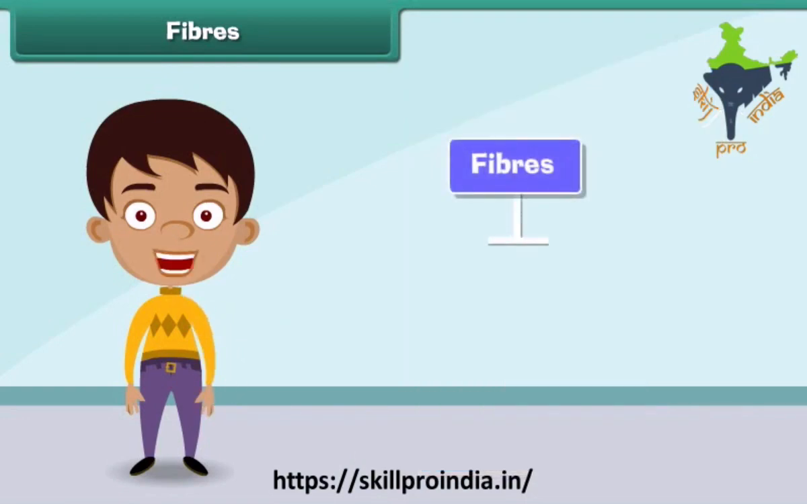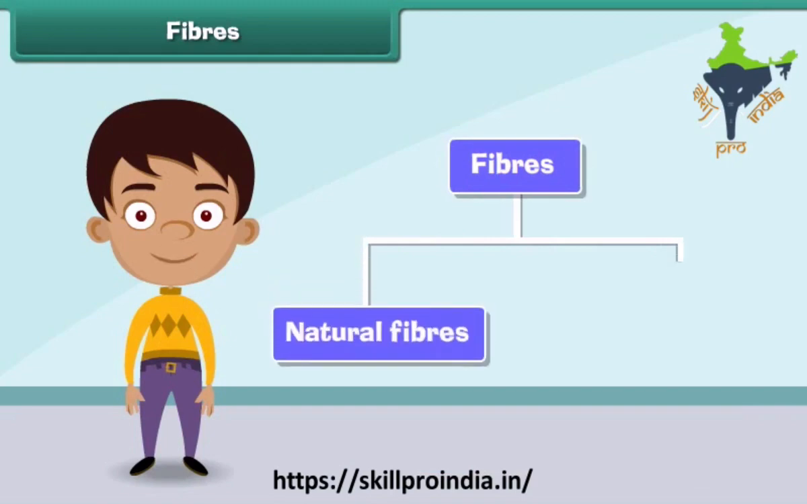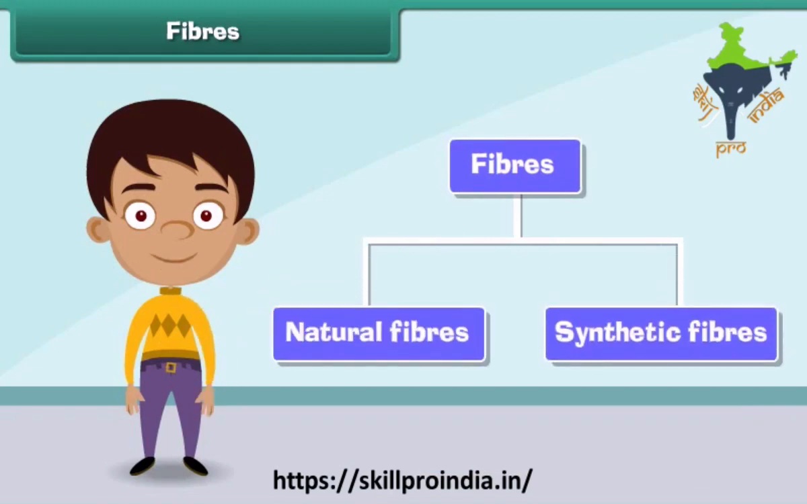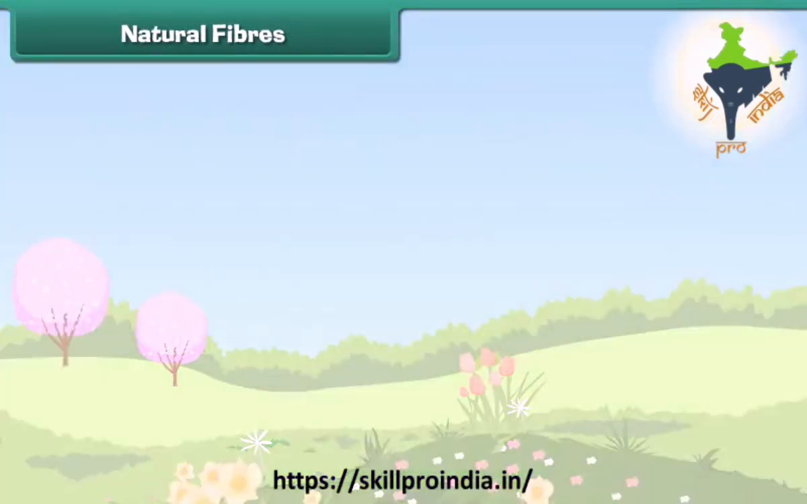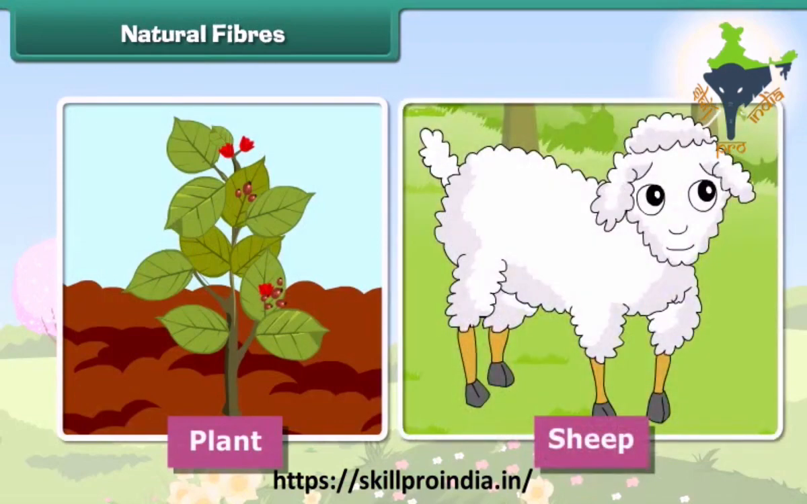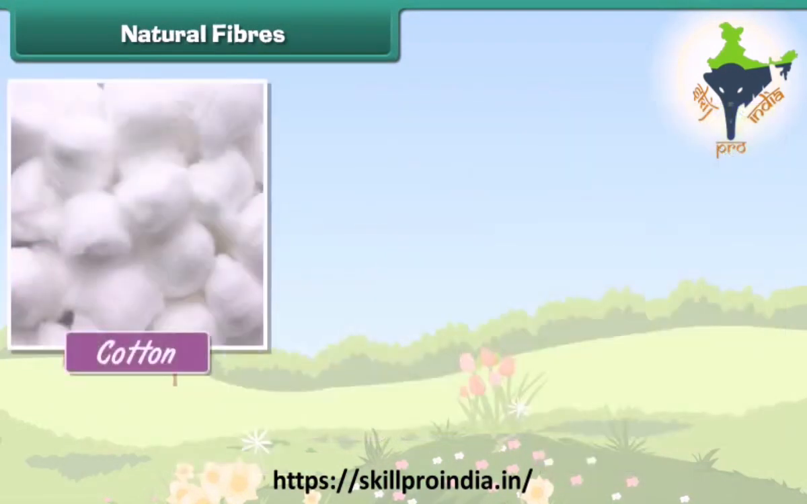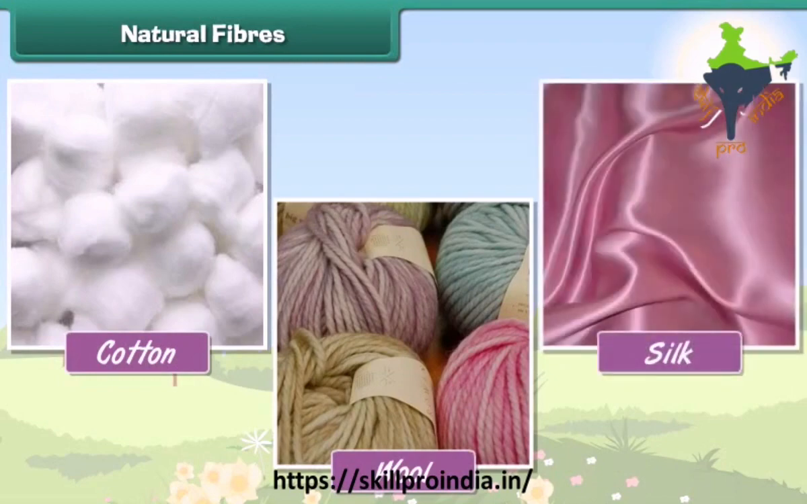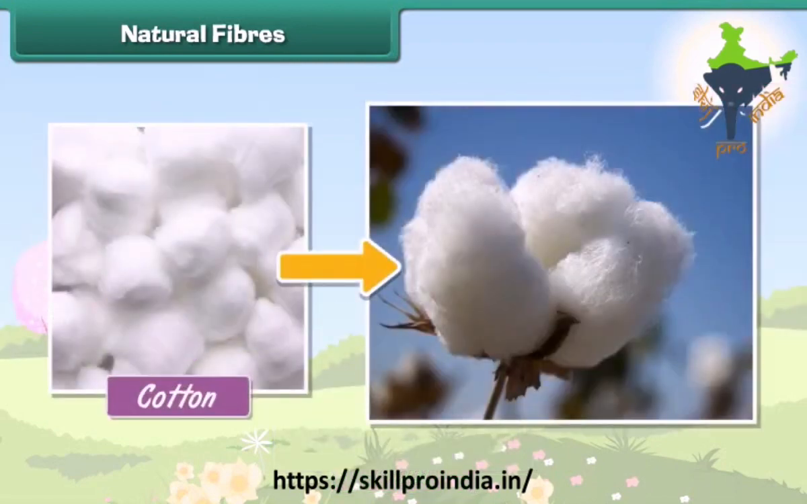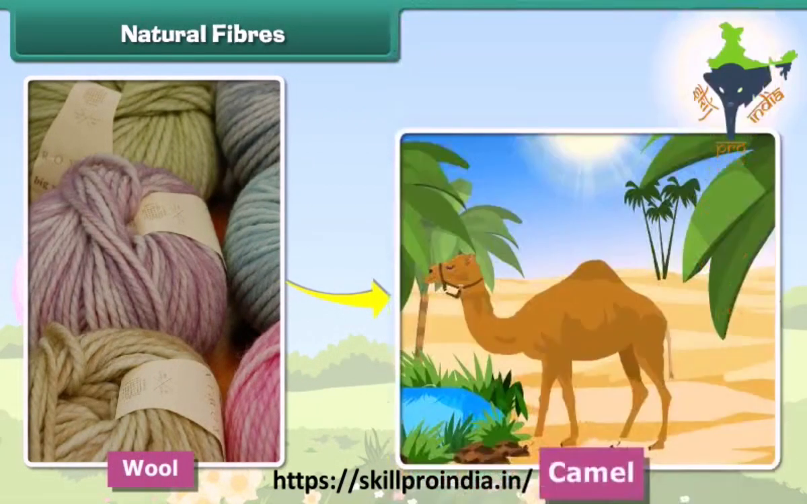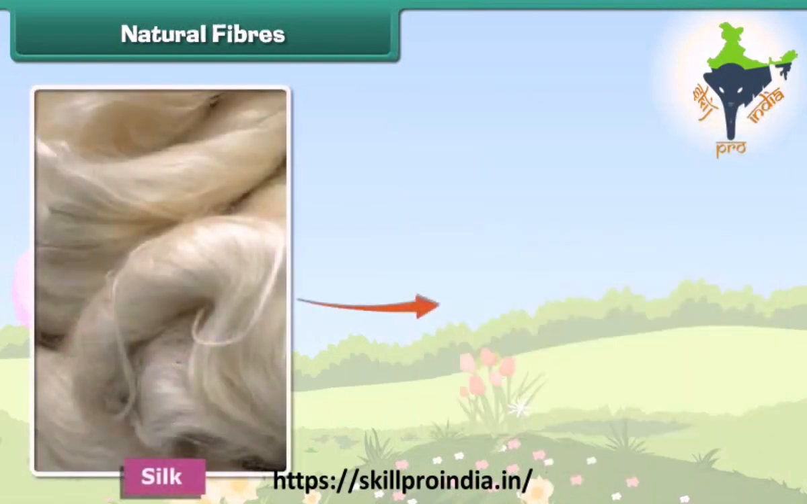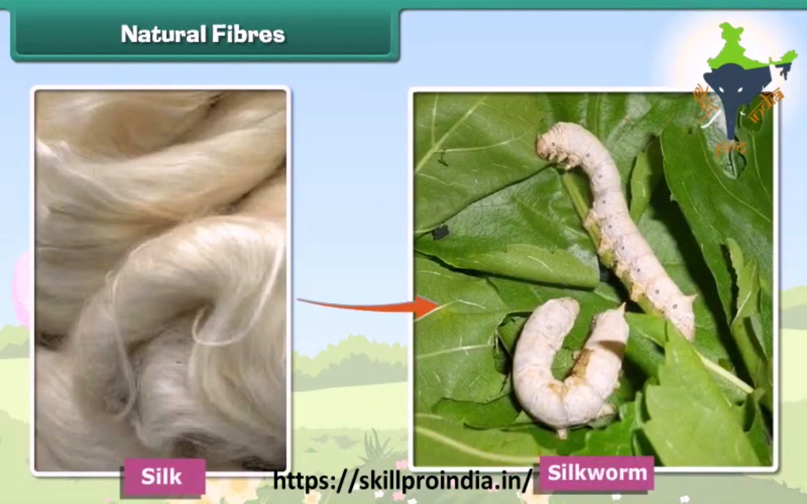Fibers are of two types: natural fibers and synthetic fibers. Natural fibers. Natural fibers are made from plants and animals. Some natural fibers are cotton, wool, and silk. Cotton is obtained from plants. Wool is obtained from sheep, goats, and camels. Silk is obtained from silkworms.